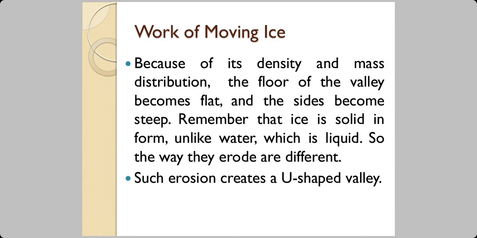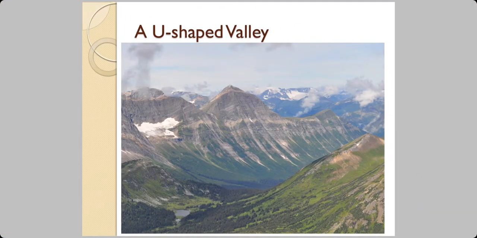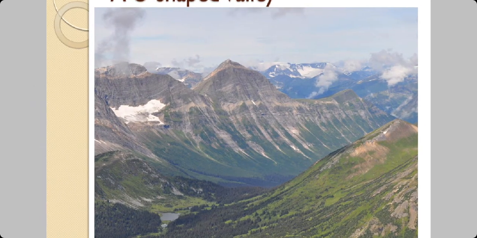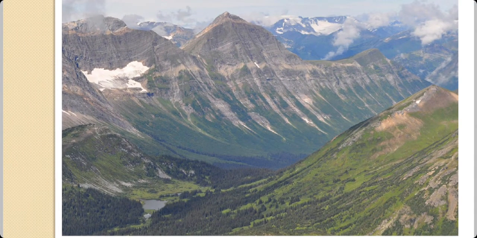It also does erosion, but it does it in a different way than water. When water flows, it forms a V-shaped valley. When a glacier flows, it forms a U-shaped valley. Have a look. This is a picture of a U-shaped valley. Look at the slope between these mountains. It's definitely U-shaped.